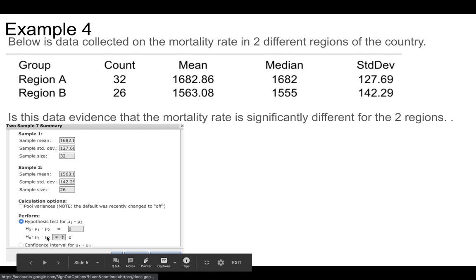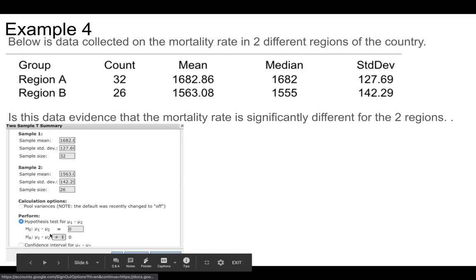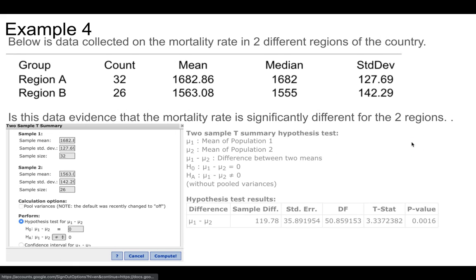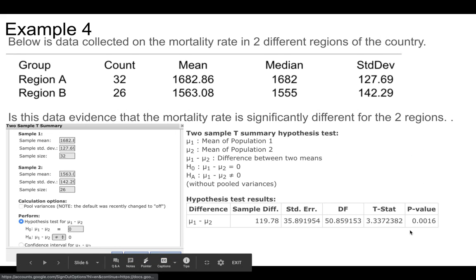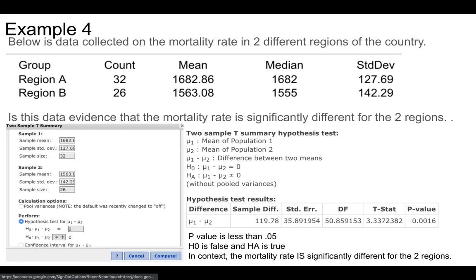And I went to hypothesis test. And again, the question is, is this data evidence that the mortality rate is significantly different for the two regions? It doesn't specify greater than or less than. So again, in this drop-down menu here, I chose not equal to. And when I did that, I got a p-value of 0.0016.